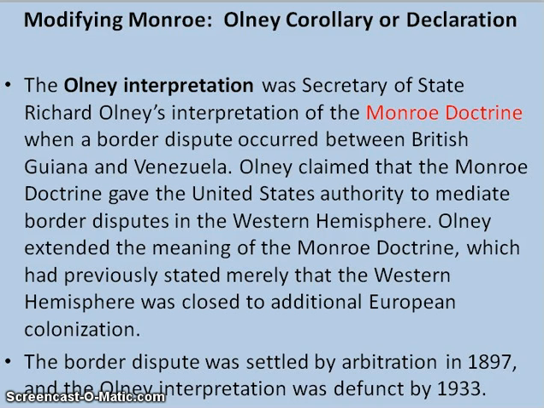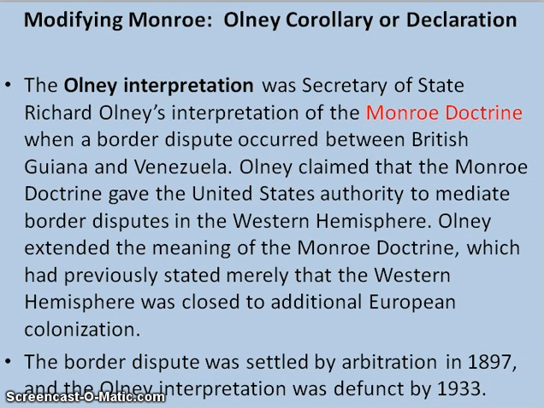But this is the first time before the Roosevelt Corollary that the Monroe Doctrine was modified in any way. And it's called the Olney Corollary or the Olney Declaration. This was an interpretation developed by a guy named Richard Olney, where he interpreted the Monroe Doctrine to extend beyond just the continental borders of the United States. Roosevelt's going to build on this interpretation.